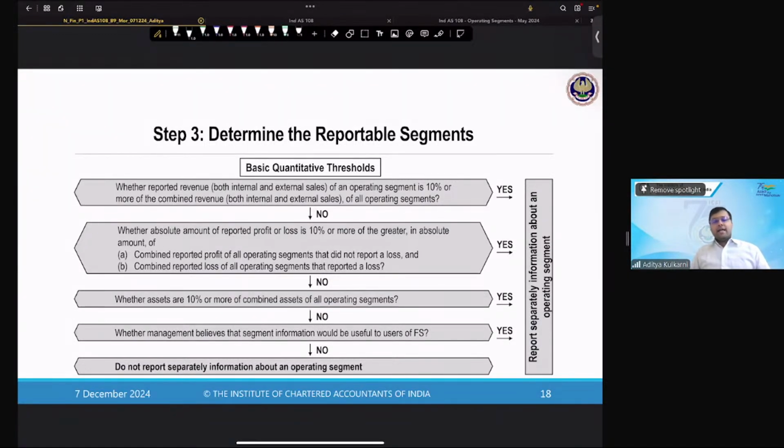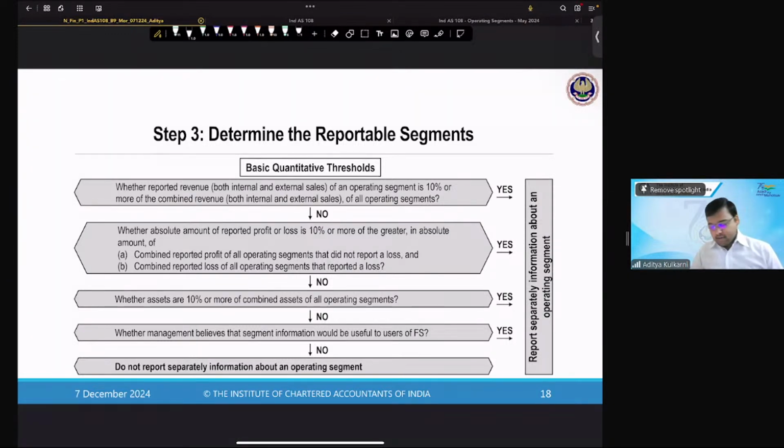So there the standard comes in and says, we will give certain criteria. That criteria will be the basis for determining whether an operating segment will be a reportable segment. So if it is a reportable segment, give the disclosure. Otherwise, do not report separately anything about that operating segment.